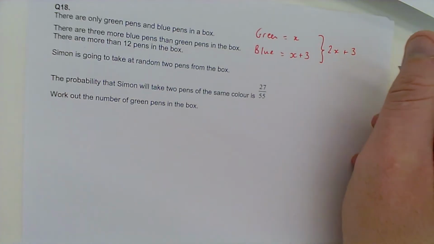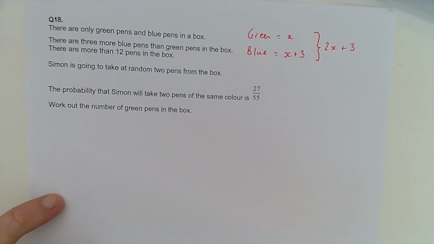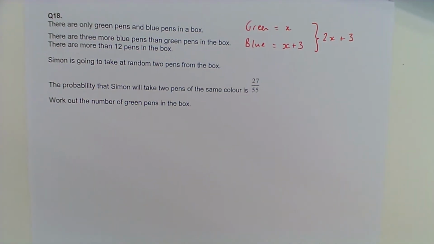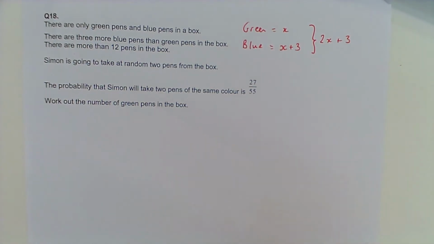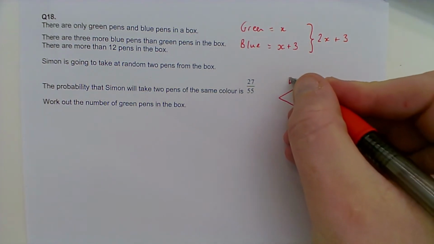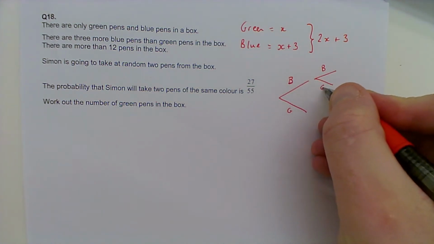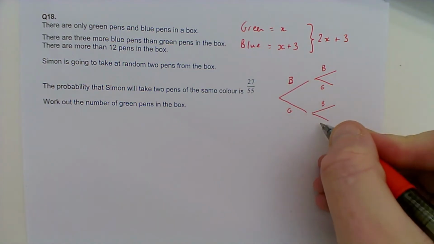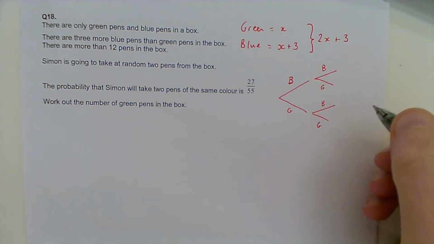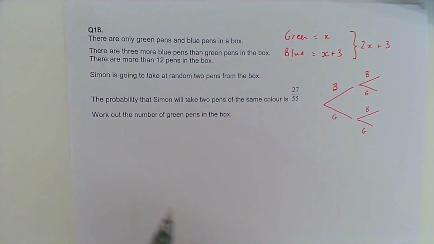So I could draw this out as a tree diagram, because he's going to take 2 pens. There are 2 ways to do this. If I did it as a tree diagram, I'd have blue and green, blue and green, blue and green, and I get the probabilities. I'm not going to do it like that because I need space. I've got to think about what's going to happen. So he's going to take 2 pens.